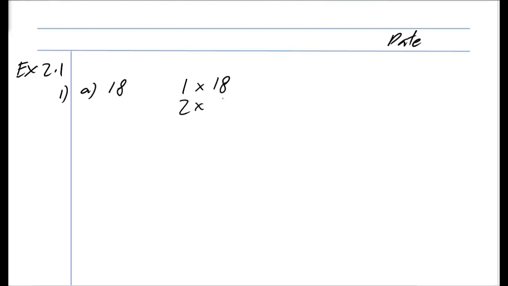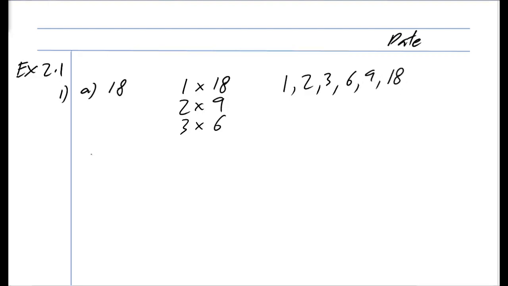2 times 9 will give you 18. 3 times 6 will give you 18. So all of these numbers here, 1, 2, 3, 6, 9 and 18 are all factors of 18. So if you want to list the factors, you should list them from the smallest to the biggest. So there's the factors of 18.